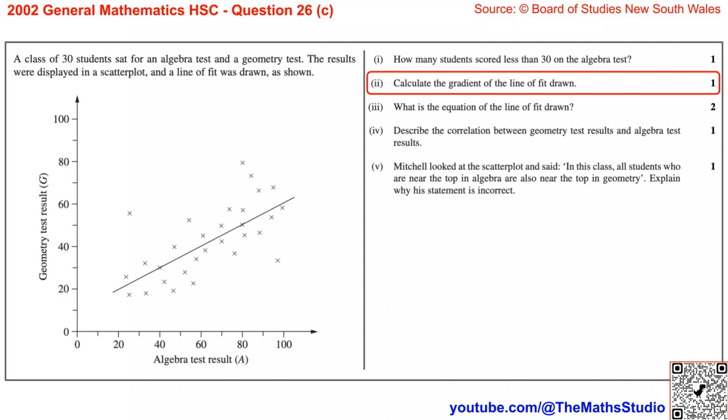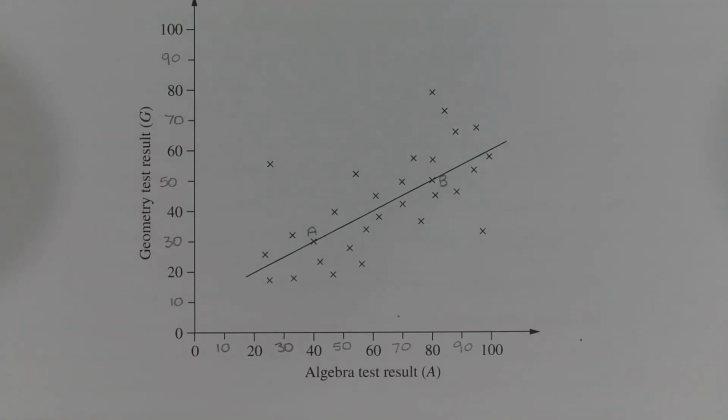Part 2. Calculate the gradient of the line of fit drawn. To find the gradient of the line, locate 2 points that lie on the line. In this case, the 2 points are here and here. Point A has coordinates (40, 30), and point B has coordinates (80, 50).